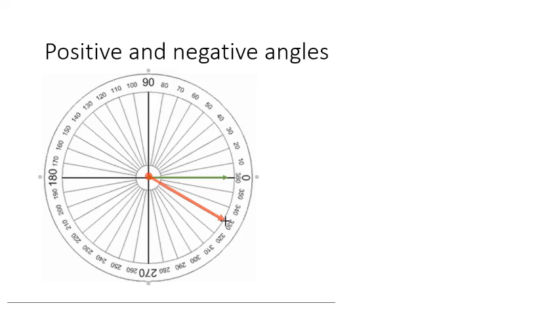So let's look at what negative 60 degrees looks like. So negative 60 degrees would look like this. Negative 90 degrees would look like this. And we can keep going and continue with additional measurements. So hopefully you have the idea of how positive or negative angles look. So positive angles are measured in the counterclockwise direction, and negative angles are measured in the clockwise direction.